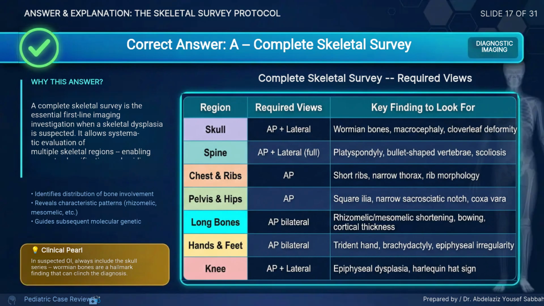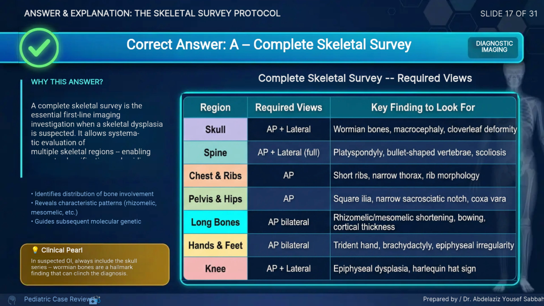The correct answer is option A, complete skeletal survey. A complete skeletal survey is the essential first-line imaging investigation whenever a skeletal dysplasia is suspected. It systematically evaluates multiple regions to reveal characteristic radiographic patterns, enabling accurate classification and guiding targeted genetic testing.